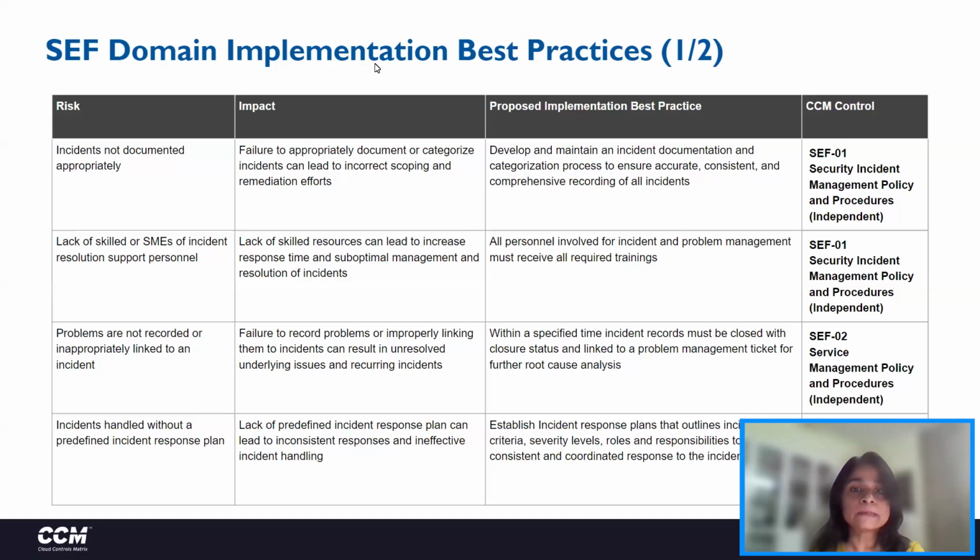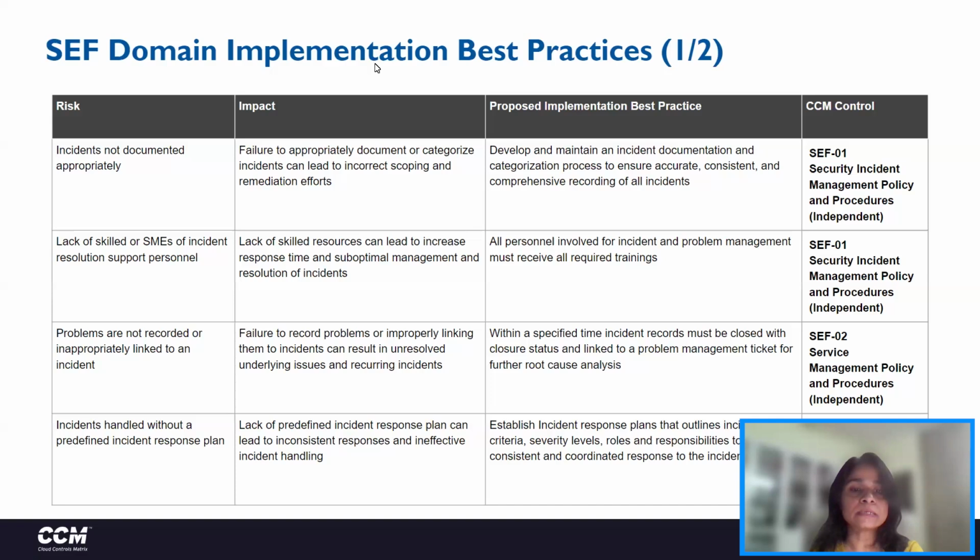Moving on, problems not recorded or inappropriately linked. The impact is that this can result in unresolved underlying issues and recurring incidents. How do we rectify this? Incident records must be closed with closure status and linked to a problem management statement. If you want to know more about it, do refer SEF 02 that gives you a good indication as to how the end-to-end life cycle of incident and problem management works.